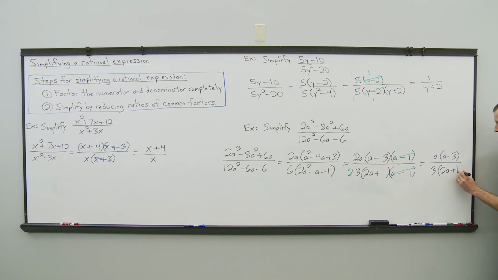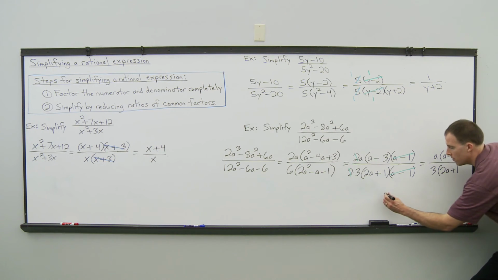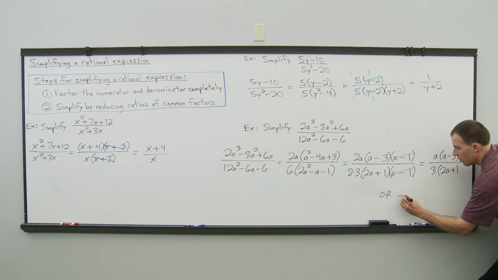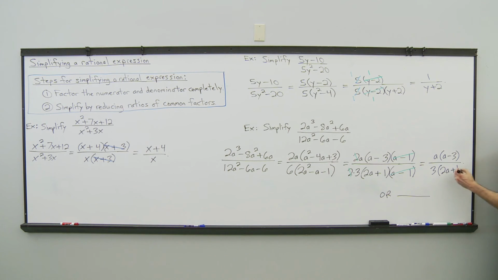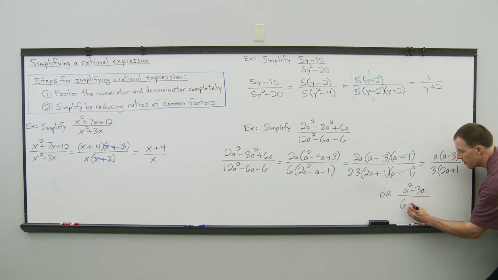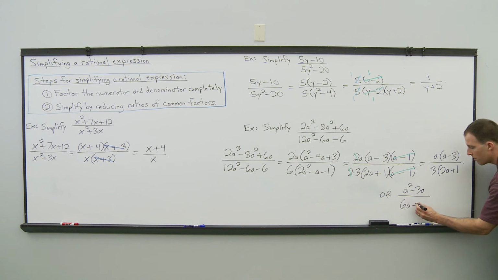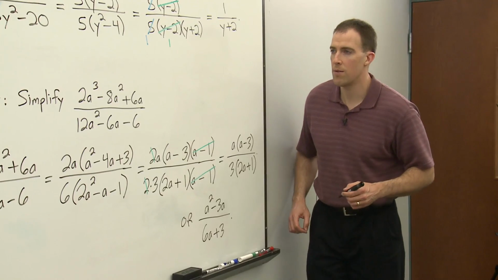This is an acceptable simplified result, and some people like to distribute for the final answer. So, you might see it expressed like this: a squared minus 3a divided by 6a plus 3. I've missed the parenthesis there. So either with the a distributed and the 3 distributed, or in factored form, either way is considered acceptable for the simplified result on this one.